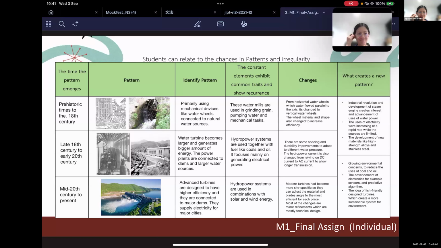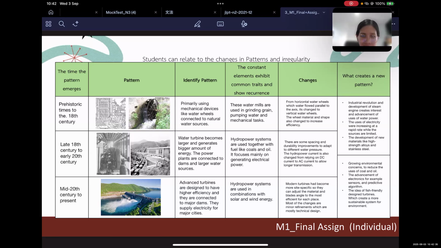So what creates a new pattern? The factor here is the Industrial Revolution. After the invention of the steam engine, electricity usage increased by a lot because obviously it is useful. That's why people tried to find lower-cost electricity, and that's where hydropower plants came into play.